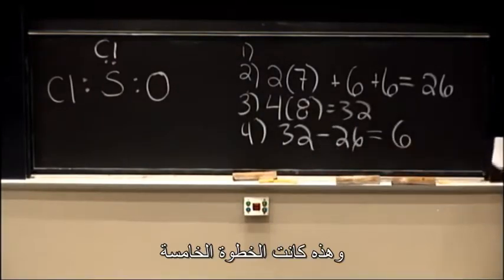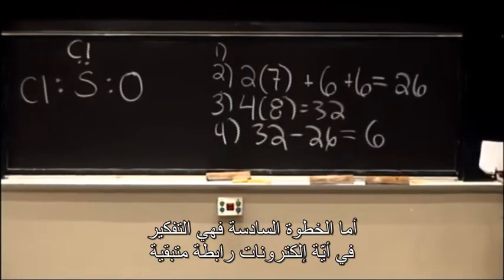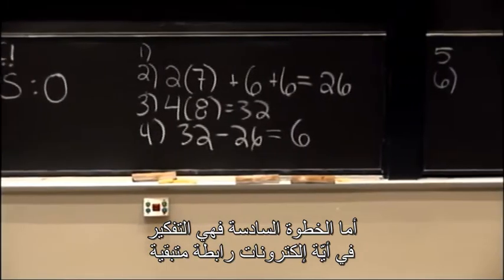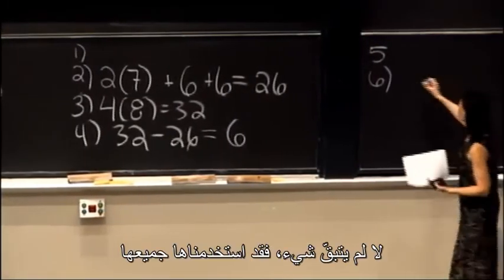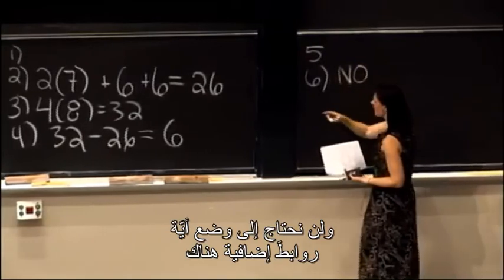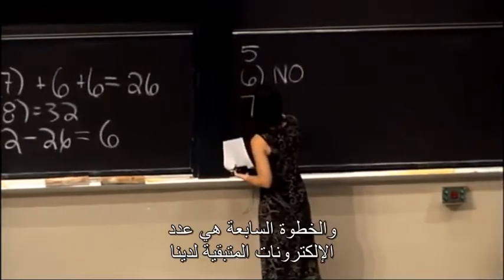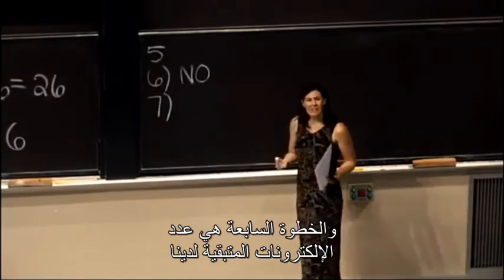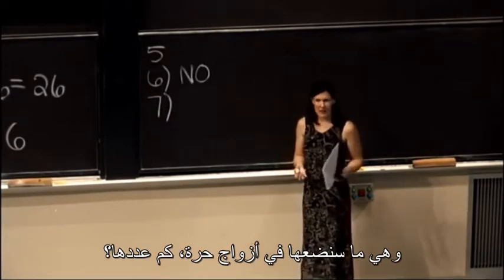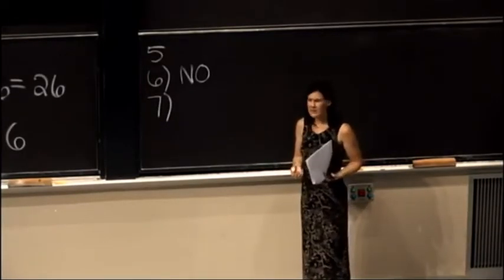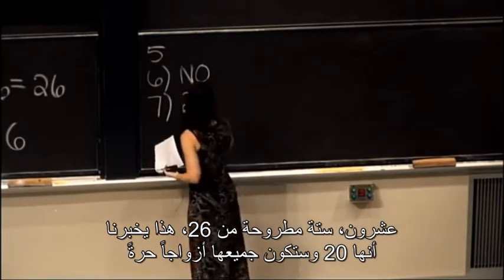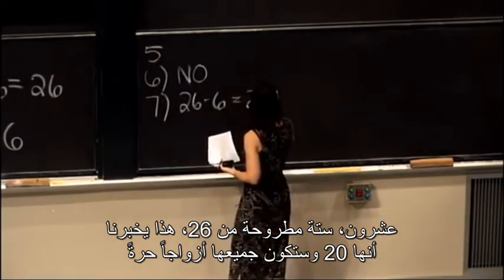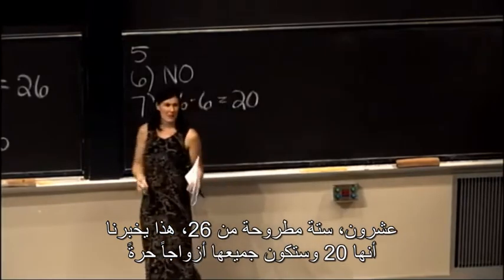And that was step 5. Step 6 is thinking about, do we have any bonding electrons left? Nope, we used them all up, so we don't need to put any more bonds in there. And step 7 is, how many electrons do we have left over that are going to go into lone pairs? 20. 26 minus 6, so that tells us 20. And these are all going to be lone pairs.